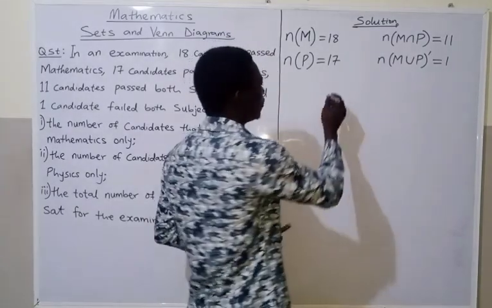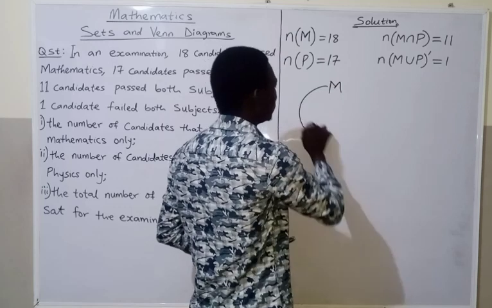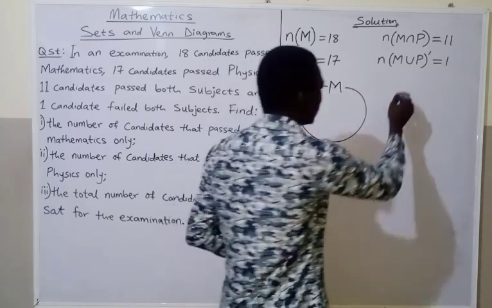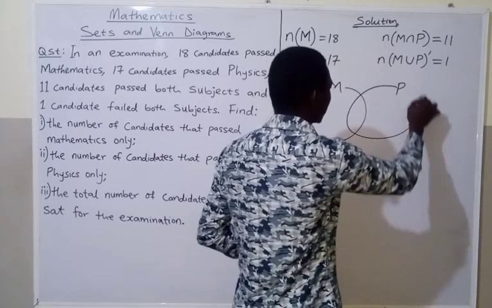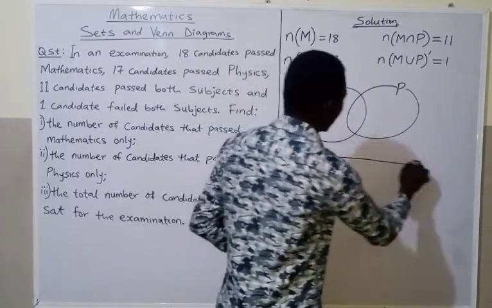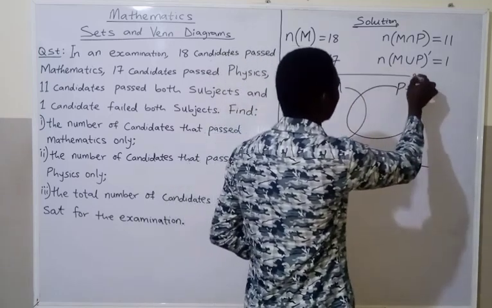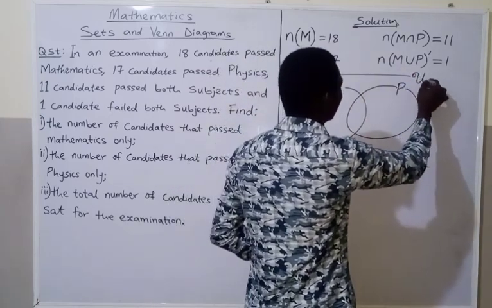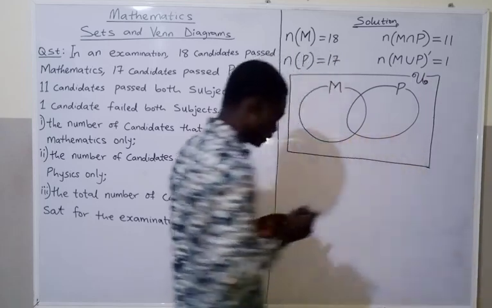Now Venn diagram is going to look something like this. There will be a circle for mathematics and there will be a circle for physics. Alright, and then the rectangular shape, of course, for our universal set, the one that encloses both subjects. Alright, so that's what we have.